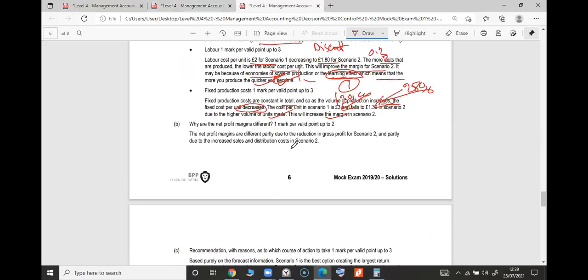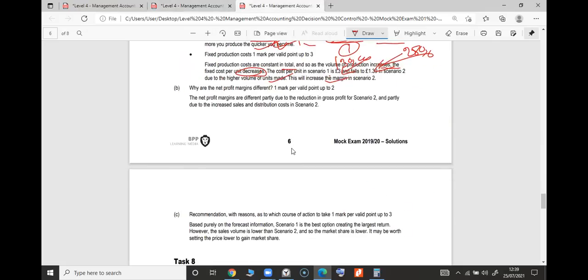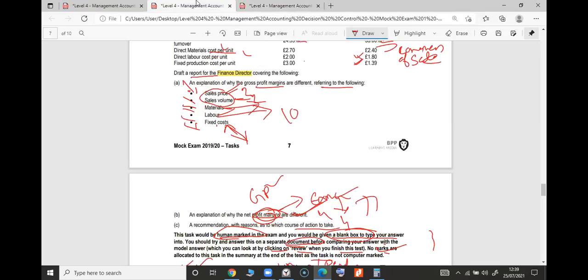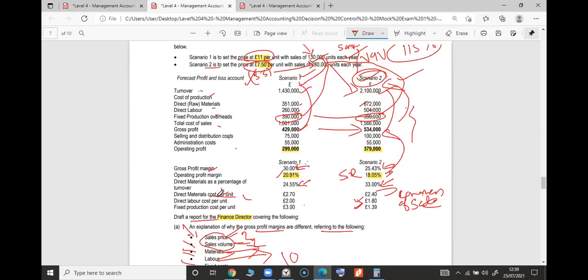Let's check it out. What did they say? The net profit margin is different due to the reduction in gross profit. Yes. And why is the gross profit reduced? Because the selling price is lower in the scenario, but partly due to the increase in the sales and distribution cost. You know, the other costs are getting higher, isn't it? Like selling cost 75, but it's 100,000 here. Selling and distribution. Admin is constant, but selling cost is higher. That is one reason.